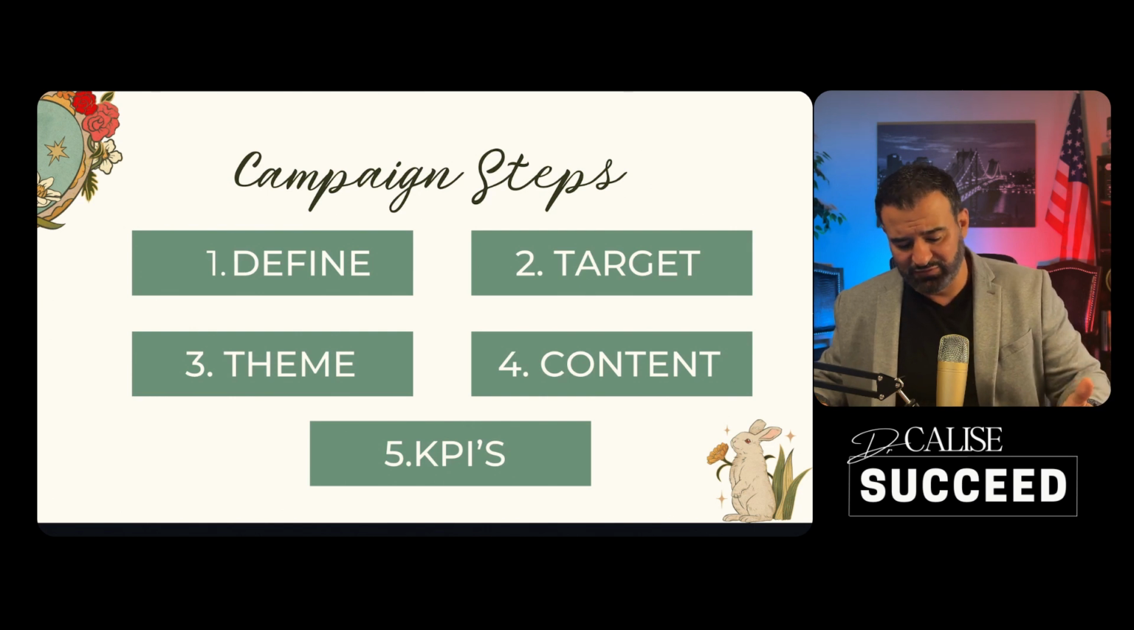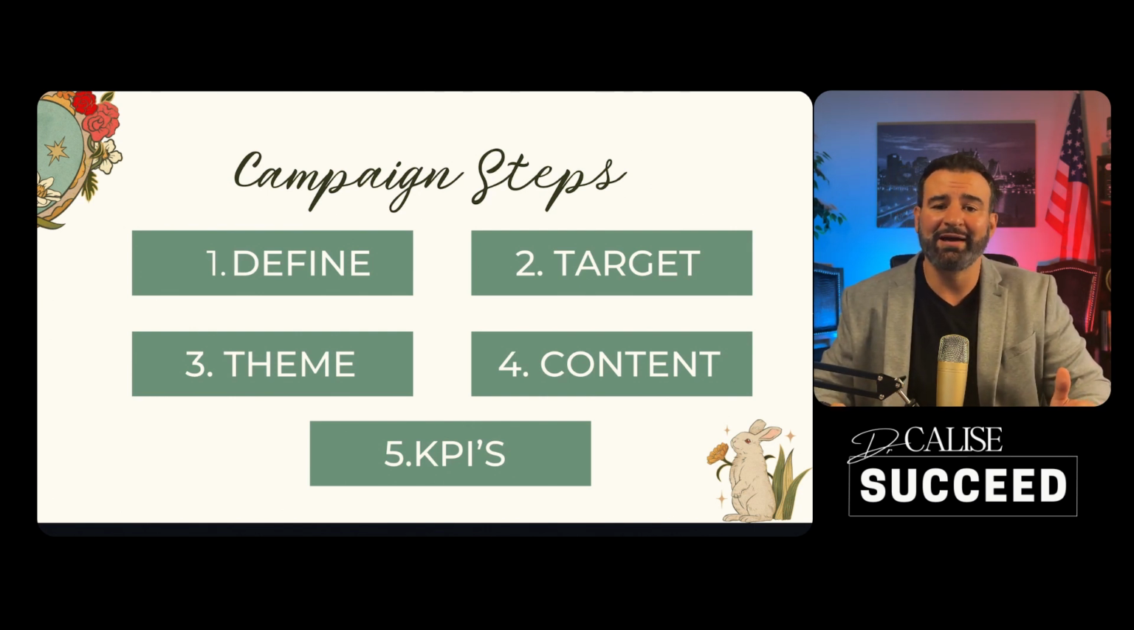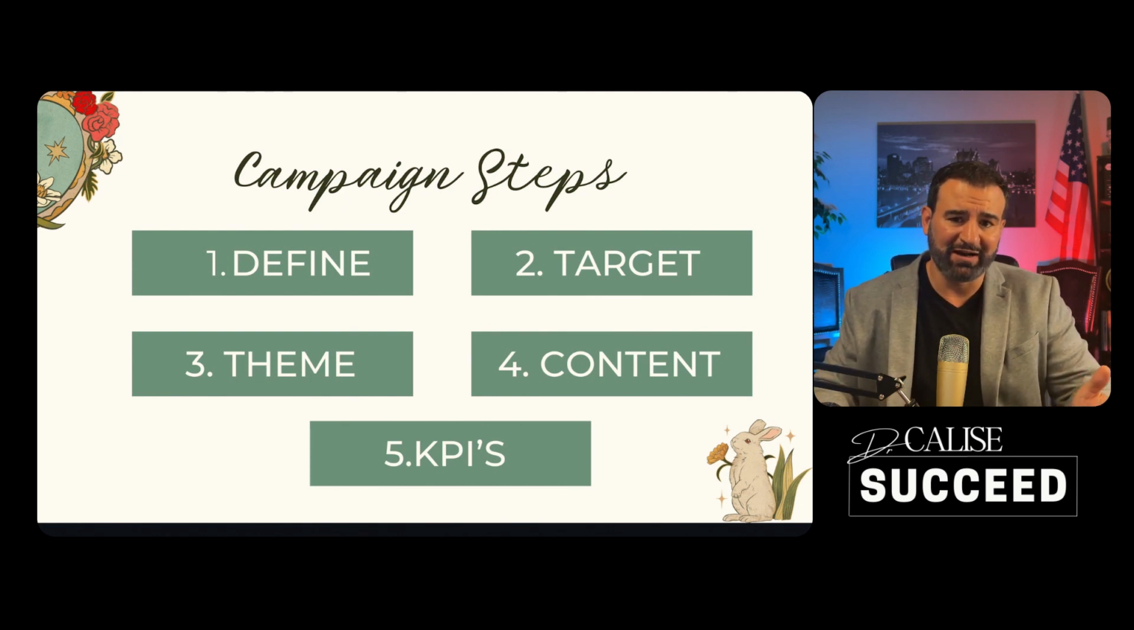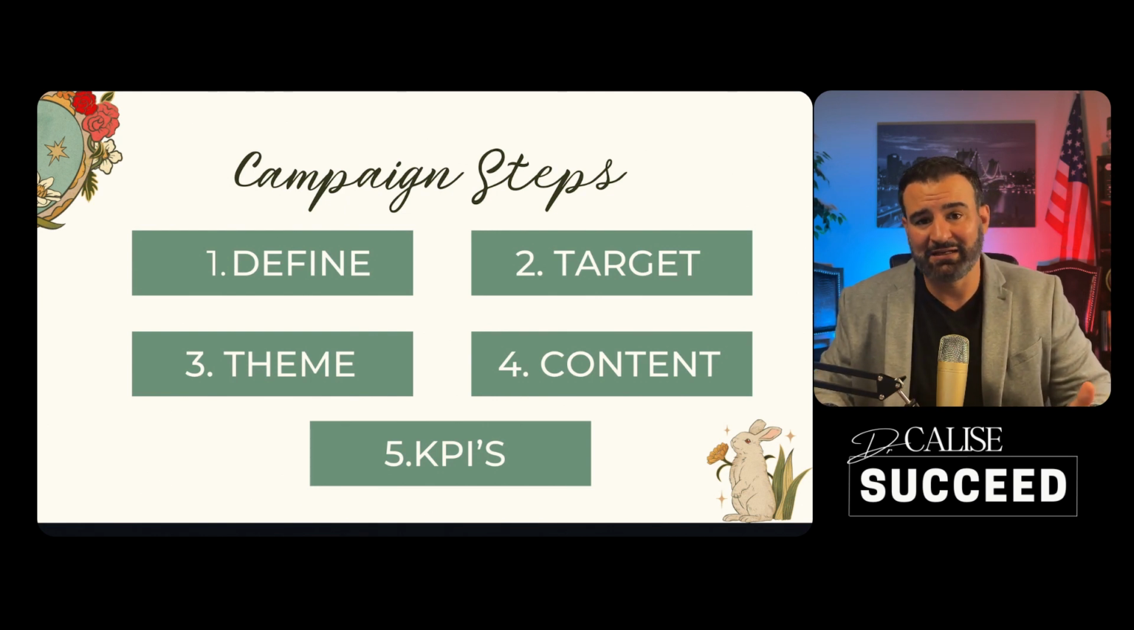And then the final step, which is one of the most important ones, is KPIs. So if you don't know already, a KPI is a key performance indicator. It is a metric. It is a measurable number. And what your KPI needs to do is measure whether your campaign was successful or not. So how do we do that? Well, remember in the define stage, we talked about the goal of the campaign. Your KPI has to be a direct measure of that goal.